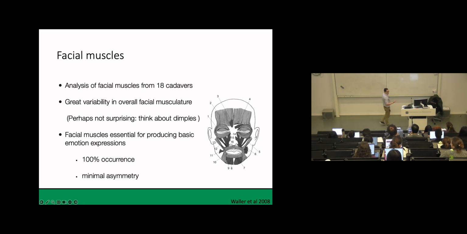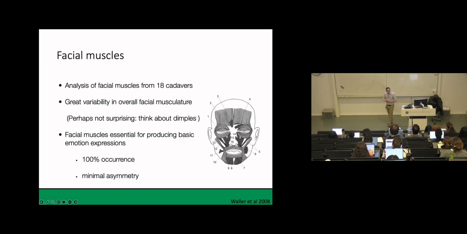And she found evidence of exactly this, right? People's faces aren't exactly the same as you look across different dead bodies. That's kind of gross. But what she did find is that the facial muscles that were important for emotion, the muscles that are used to express basic emotions, occurred in all of the cadavers. So all these different dead people had them, and also had minimal asymmetry. She found some instances of some muscles on one side and not the other, or bigger on one side and smaller on the other, but these muscles that are important for basic emotion expressions were found on everybody and were the most symmetrical.